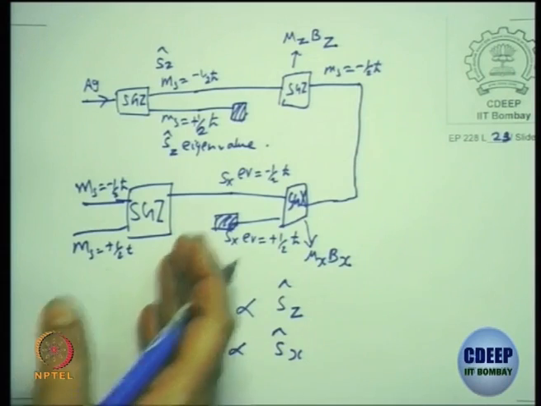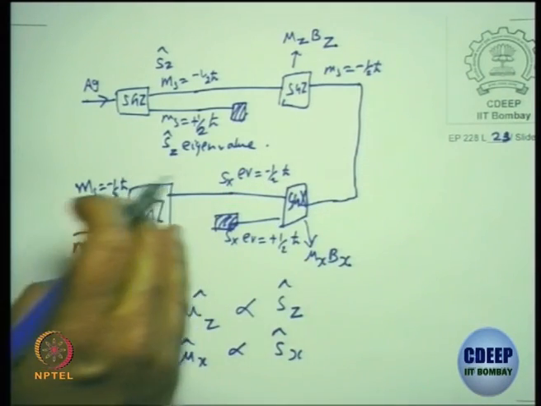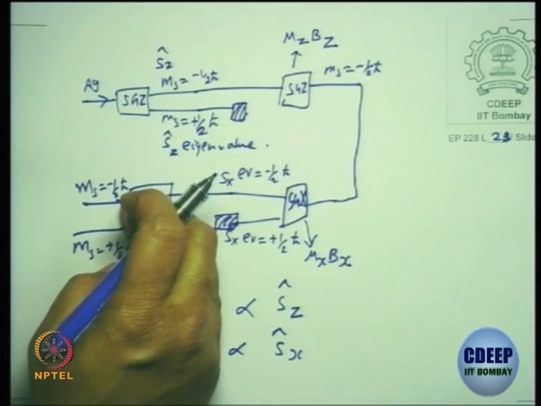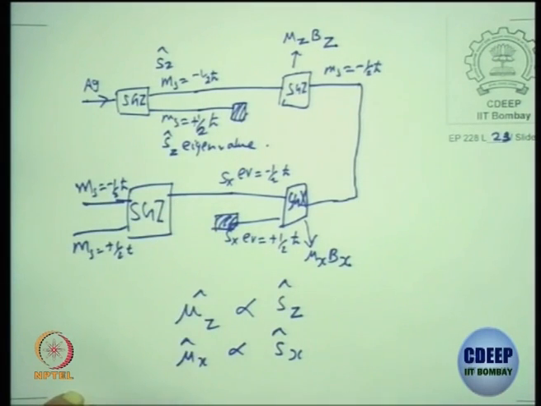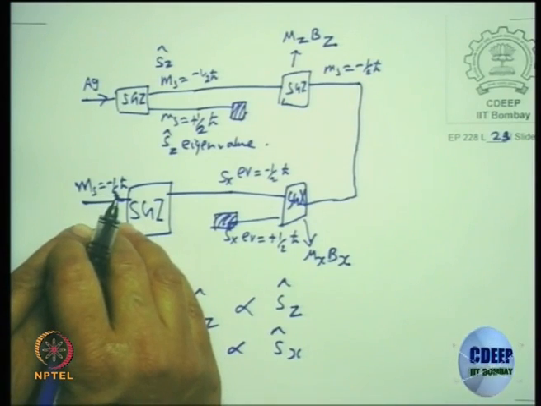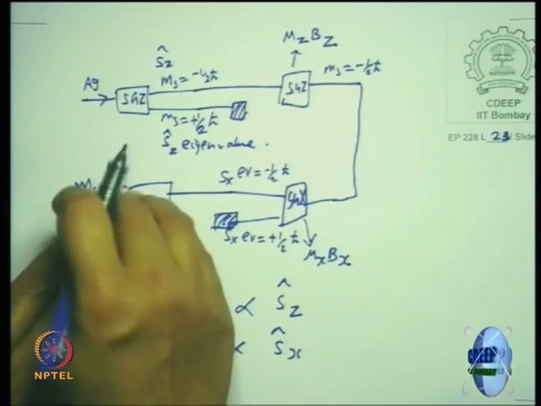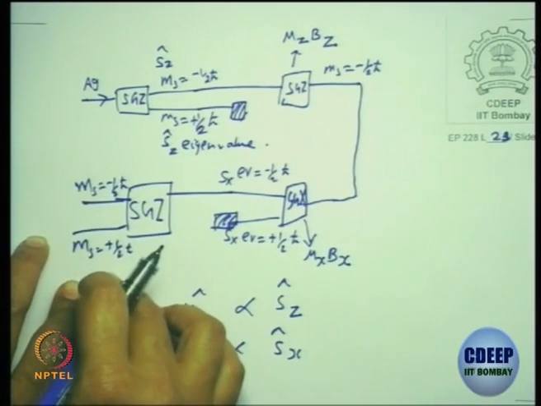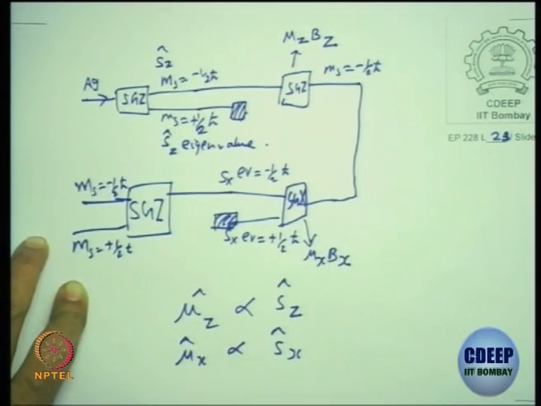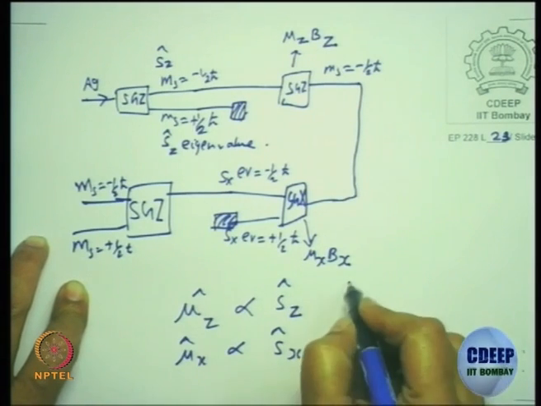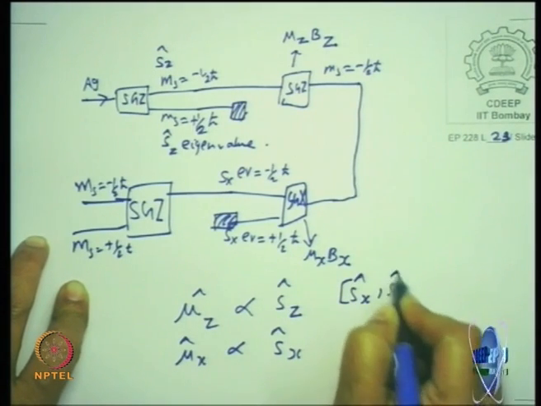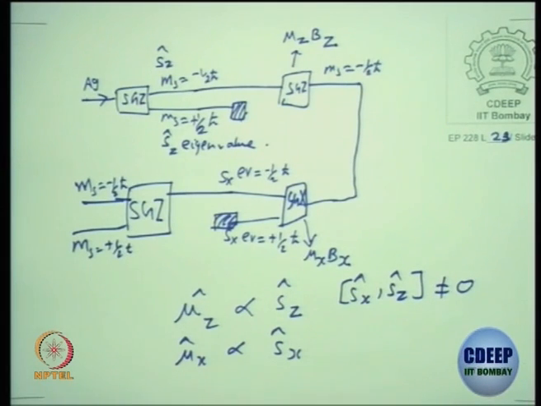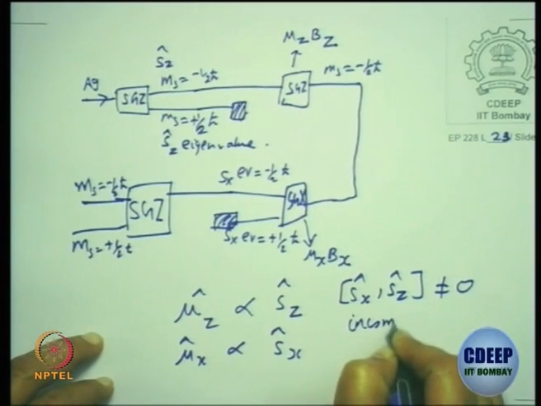Experimentally, if we had seen the same single beam with Ms equal to minus half h cross happening, suppose I didn't see this beam, then you could have concluded that Sx and Sz are compatible operators. Because experimentally I see two beams in this chain of Stern-Gerlach apparatus, I know that the commutator of Sx and Sz is not 0. These are the inferences we get from experiment. So this is incompatible.